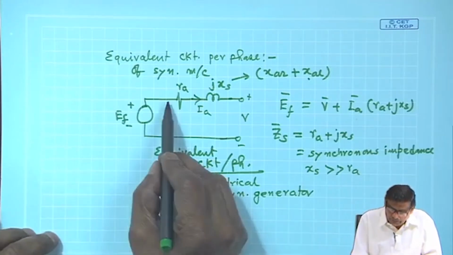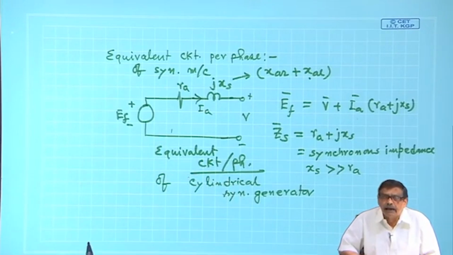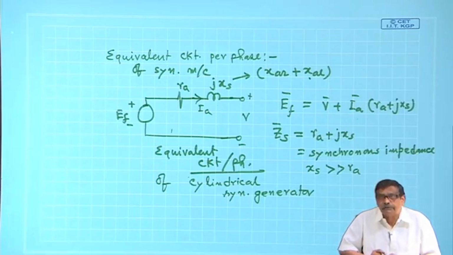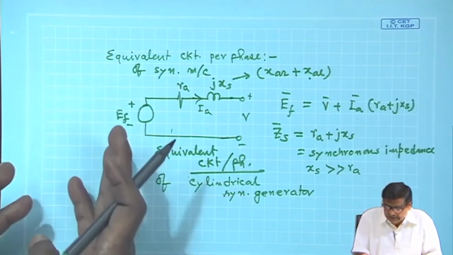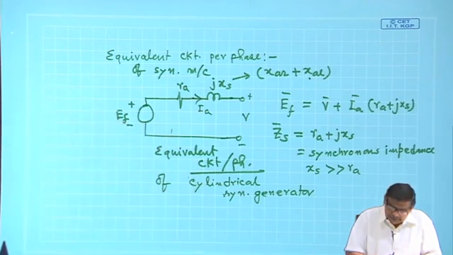Because of what? There is no parallel branch like Xm and Rc in parallel across the supply, as we used to show for an induction motor. That parallel branch is not there. So, it is a great relief, computationally, a very simple circuit. Ef, what is Ef? Ef is the no load induced voltage.